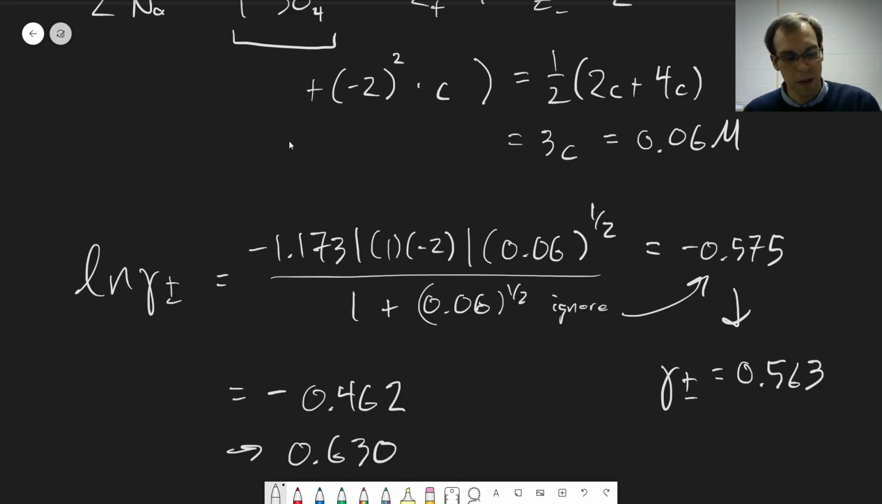The main thing to do these calculations is you just need to find the ionic strength. You just need to work through that formula, work through that summation, and that will let you find activity coefficients. And that concludes our chapter on solid liquid solutions.